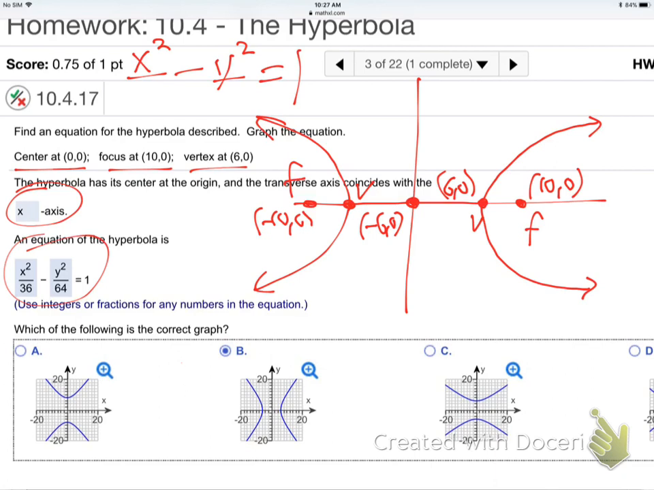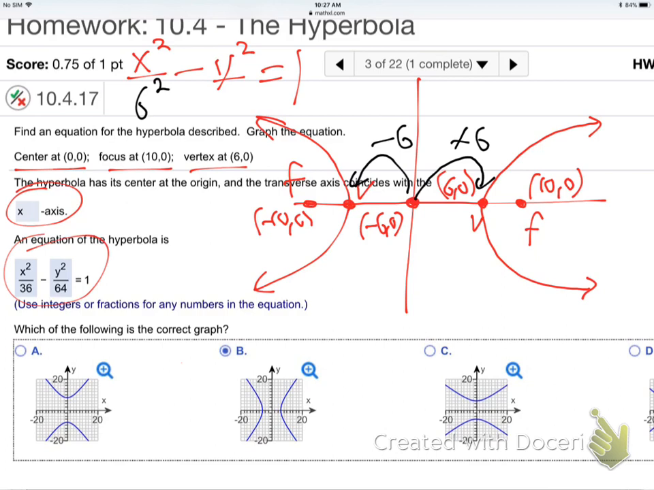Whatever's underneath x is always right and left. So how far right and how far left? 6 squared. It's underneath x. That good? So that's the same as what you would do for an ellipse. Right, left is x, up, down is y.